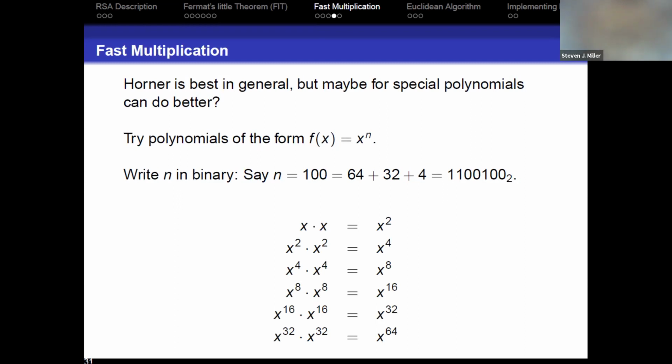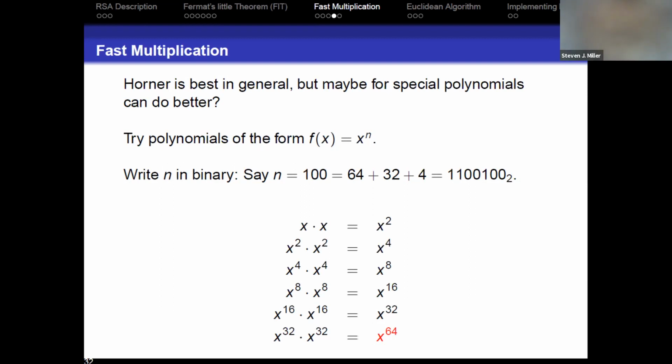So x times x is x squared, x squared times x squared is x to the 4th, x to the 4th times x to the 4th is x to the 8th, et cetera, all the way down to x to the 32 times x to the 32 is x to the 64. And now let's look at our number x to the 64. We need 64 as one of the factors in x to the n.